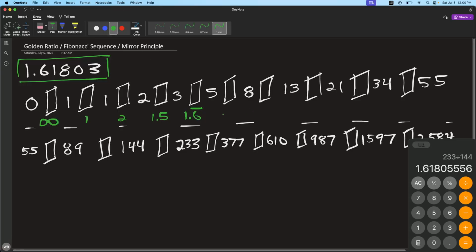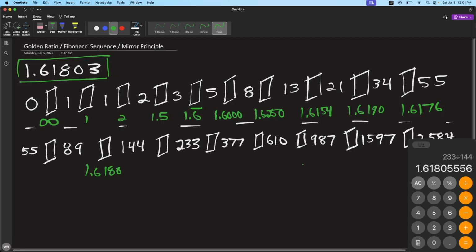So let me write all these with some digits. 1.6000. We're going to do 4 digits after the decimal. This is going to be 1.6250, 1.6154, 1.6190, 1.6176, 144 and 89 ended up being 1.6180.